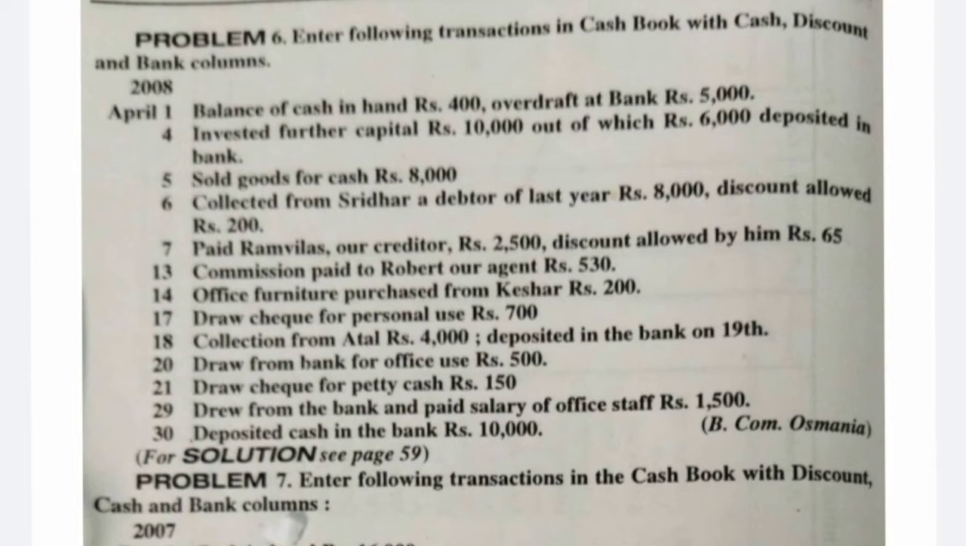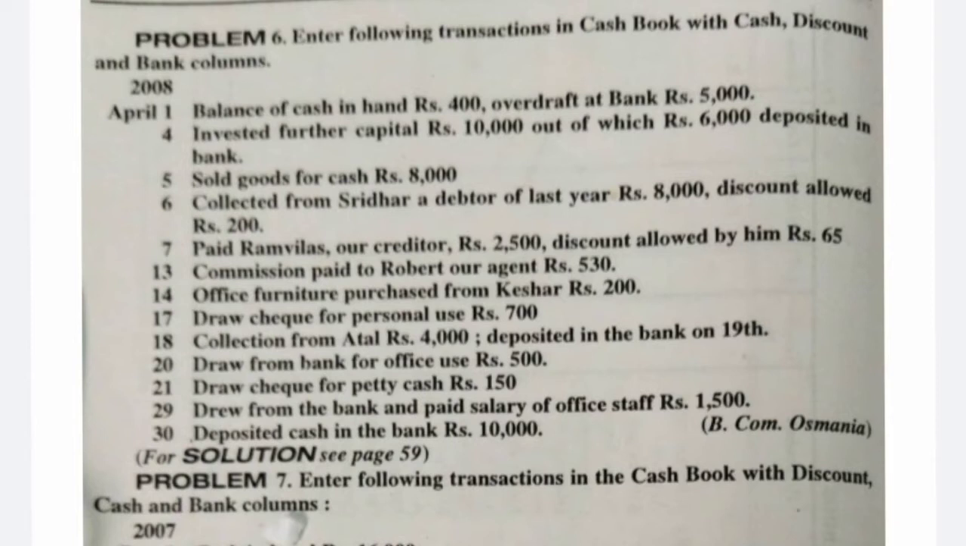So cash is on the credit side, so we need to record this entry on the credit side of the cash book. Okay, how you will record? By Ram Vilas account 2,500 in the cash column, discount received 65 rupees in the discount column on the credit side of the cash book.